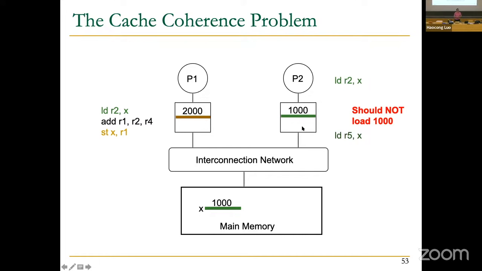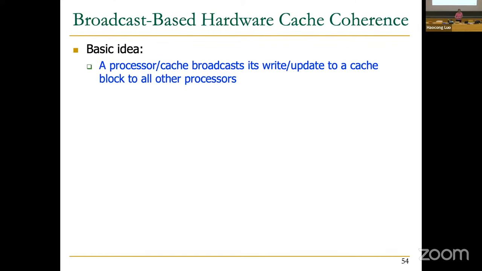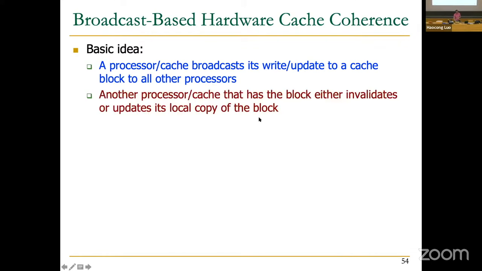Right. That's one answer. The other answer is, while you're writing to the block, you also write to all of the other caches' blocks. Basically, you broadcast the fact that you're writing and also the data that you're writing. Here, update your cache block because I'm writing to it. That's the idea. So that's the idea of a broadcast-based protocol. A processor or cache broadcasts its write or update to a cache block to all other processors. And another processor or cache that has the block either invalidates or updates its local copy of the block.